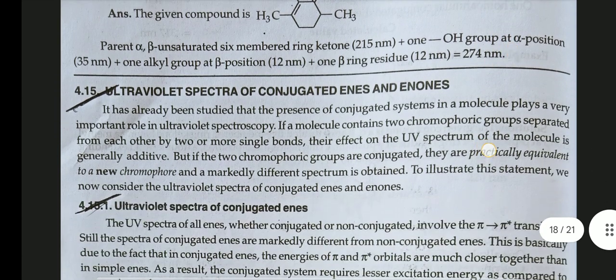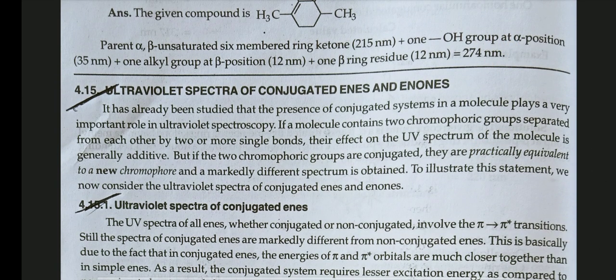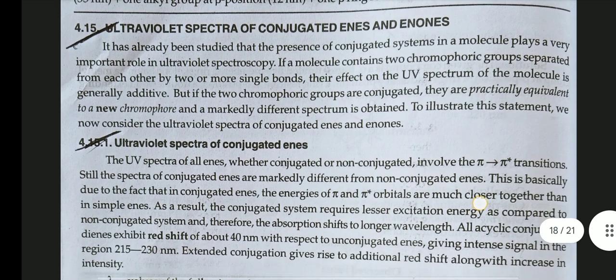Now we will read about ultraviolet spectra of conjugated enes or enones. It has already been studied that the presence of a conjugated system in a molecule plays a very important role in ultraviolet spectroscopy. If a molecule contains two chromophoric groups separated from each other by two or more single bonds, their effect on the UV spectrum of the molecule is generally additive. But if the two chromophoric groups are conjugated, they are practically equivalent to a new chromophore and a markedly different spectrum is obtained. To illustrate this statement, we now consider the ultraviolet spectra of conjugated enes and enones.